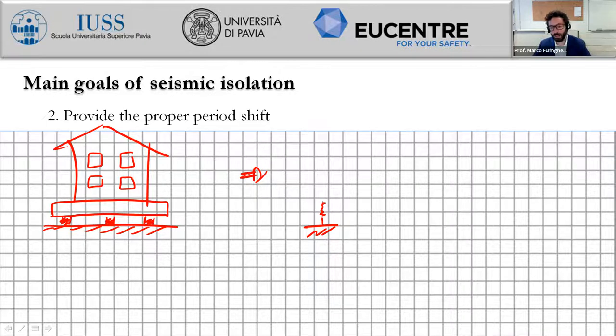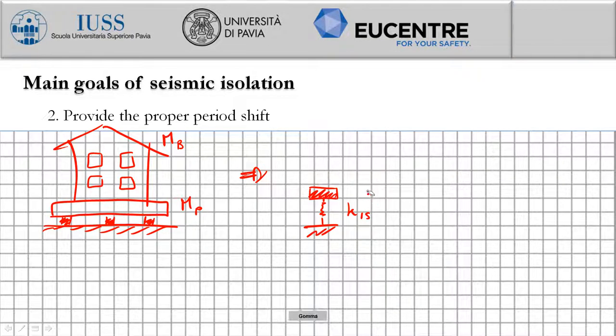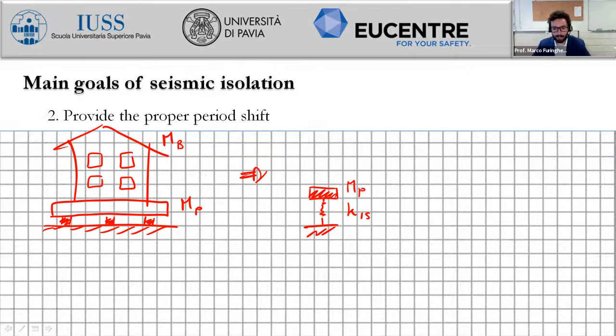So what we want to consider is something like that. We have an initial spring, which is related to the isolators. This is, let's call it, the mass of the plate, and this is the mass of the building. Then we have the stiffness of the isolation system, again the mass of the plate, and then we have a linear spring related to the building, KB, and then the mass of the building, which could be generally the total mass of the building, rather than the participating mass of the first mode.